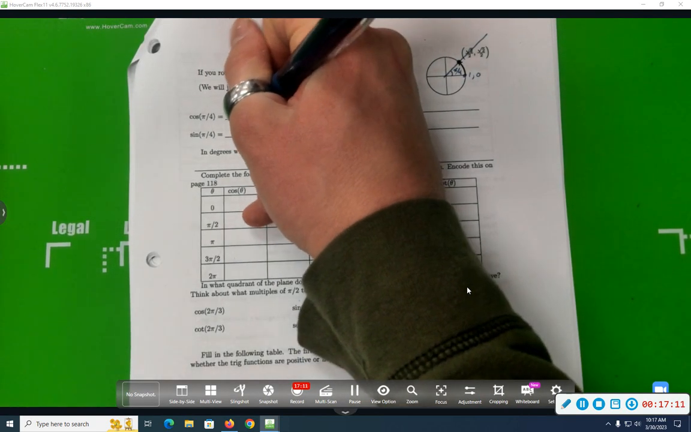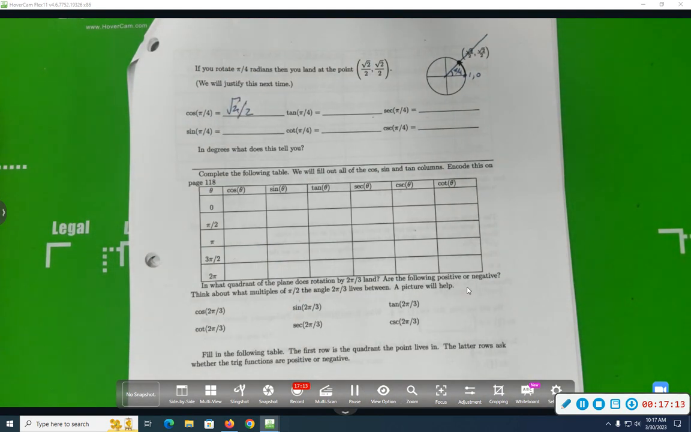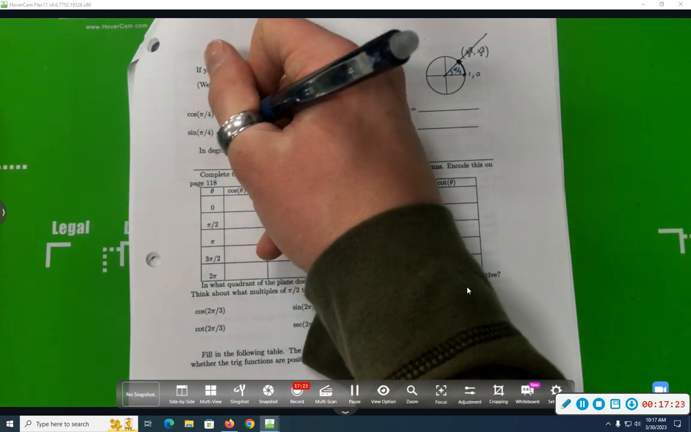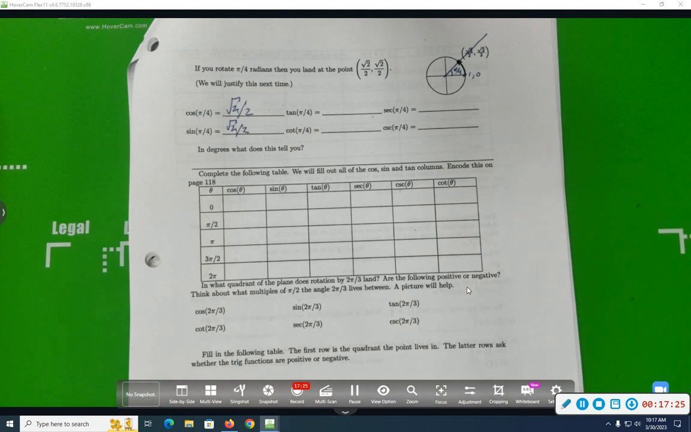Root 2 over 2. It'll be the x-coordinate. What about sine of pi over 4? Also root 2 over 2, because it'll be the y-coordinate, which is also root 2 over 2. How about tangent of pi over 4? 1.